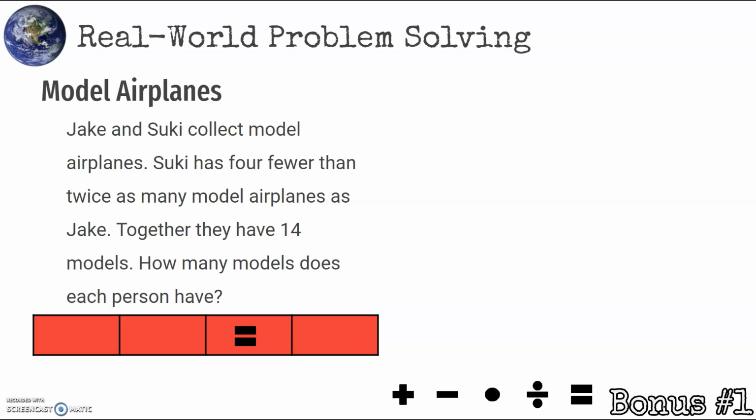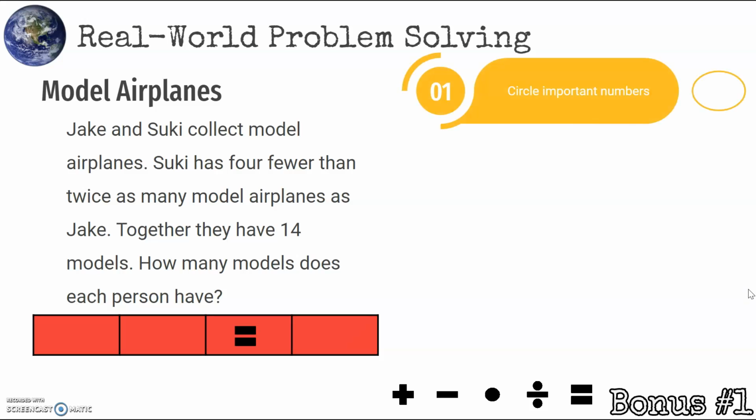Jake and Suki collect model airplanes. Suki has 4 fewer than twice as many model airplanes as Jake. Together, they have 14 model airplanes. How many models does each person have?